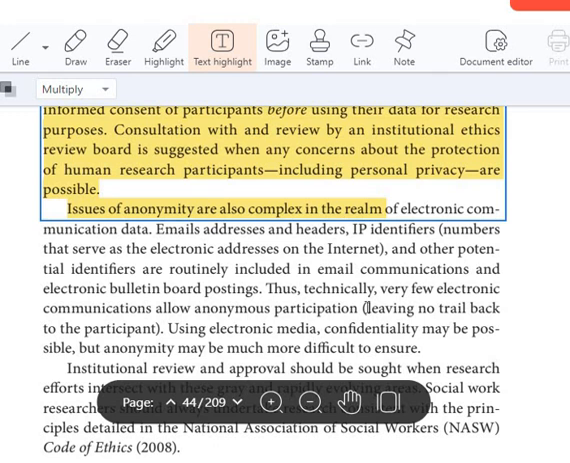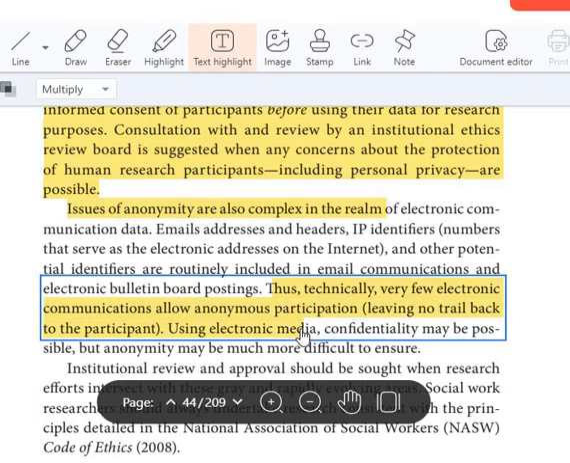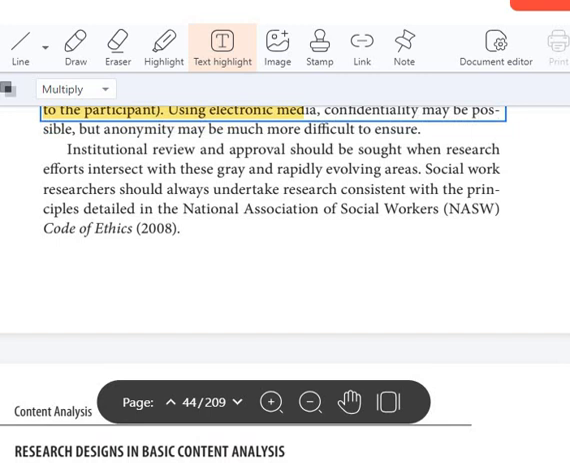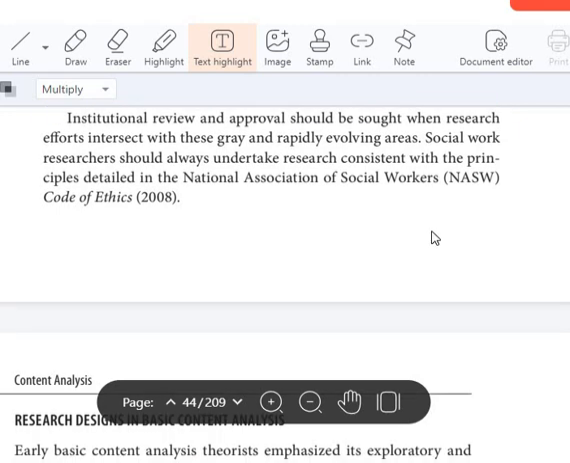Okay, now as for the anonymous participation, few electronic communications allow them. They are not that much allowed. So it is important to keep their privacy and to get their approval. So again, it is important to have their approval when research efforts intersect with these gray and rapidly evolving areas.